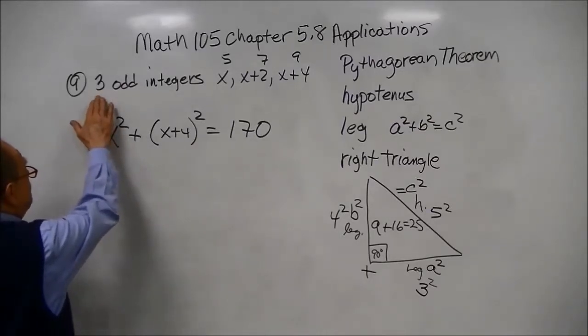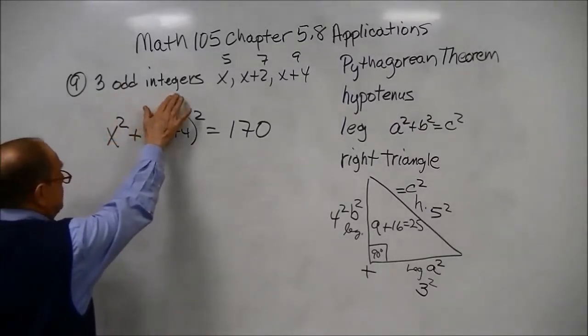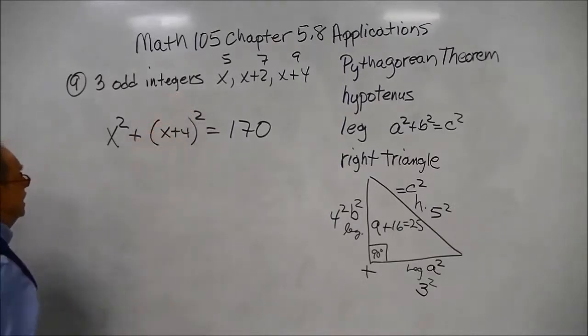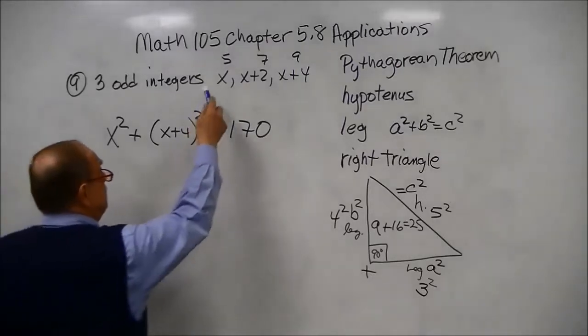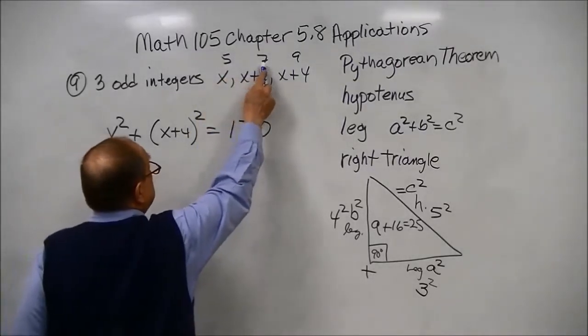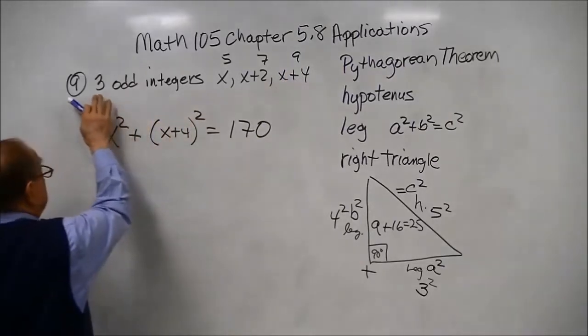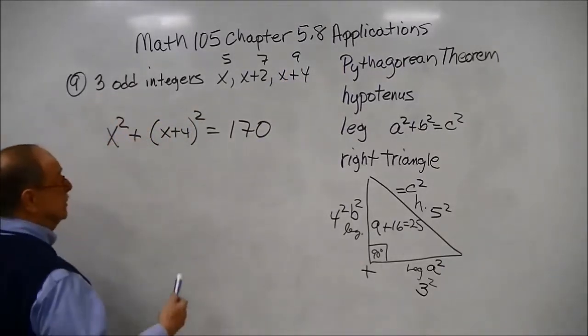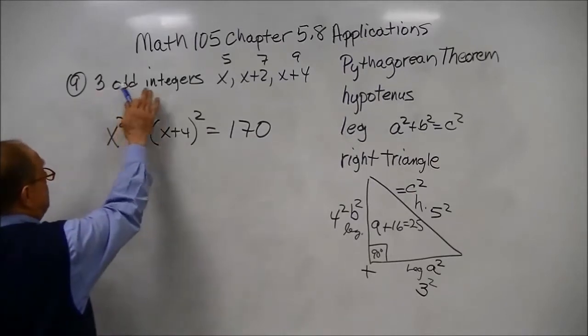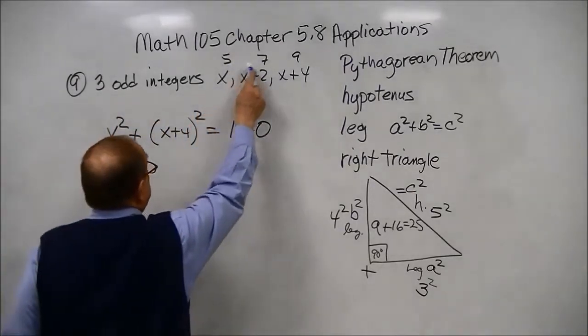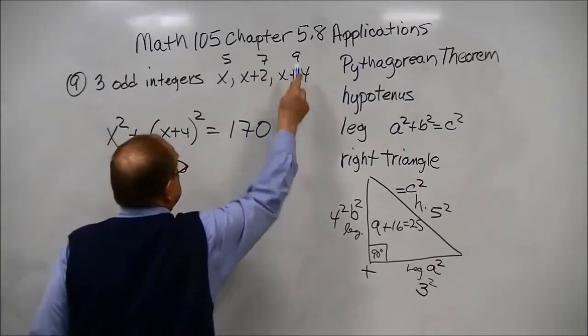They're talking about 3 odd integers. Now, what are these odd integers? Well, we don't know. Well, 5, 7, and 9. And by the way, 3 consecutive odd integers. 5, 7, and 9.